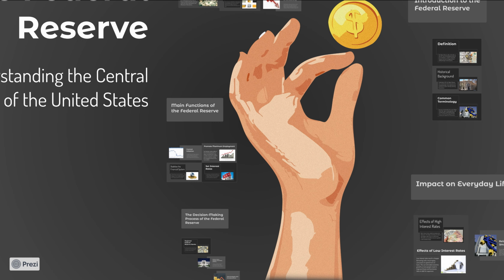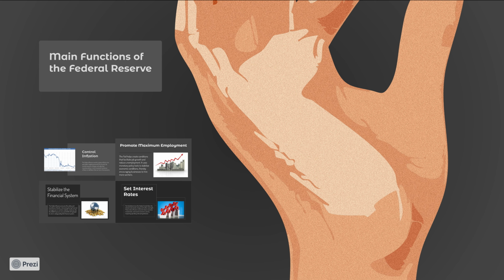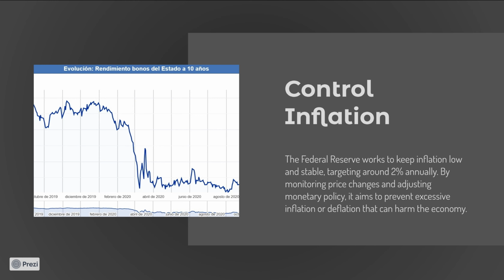Speaking of understanding what the Fed does, let's talk about exactly what it does. Now, the Federal Reserve works to keep inflation at around 2% by adjusting monetary policy, which is, again, buying and selling bonds, and it tries to monitor price changes in the economy. This may seem weird to many of you, but inflation can actually be a good thing. The ideal inflation rate is about 2%, and that's what the Federal Reserve tries to keep it at.